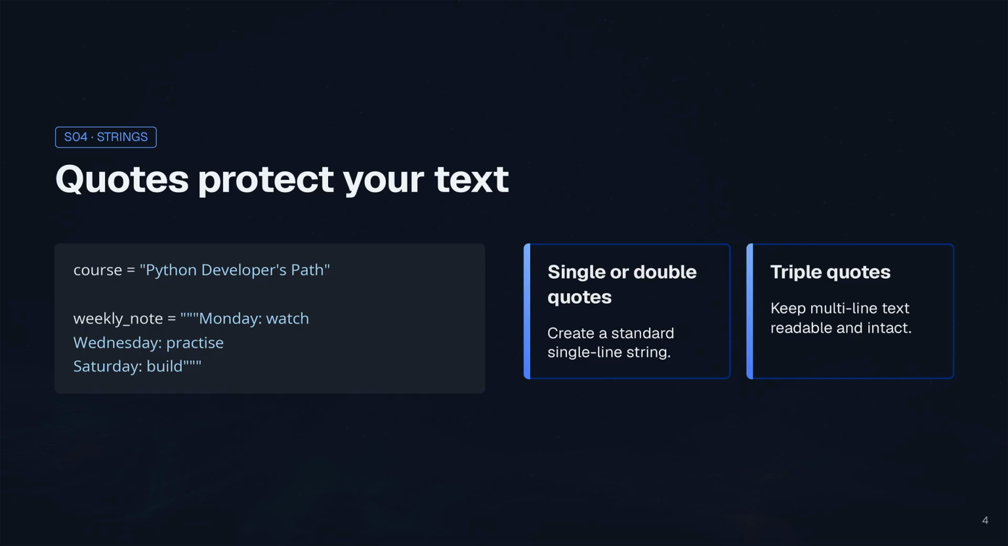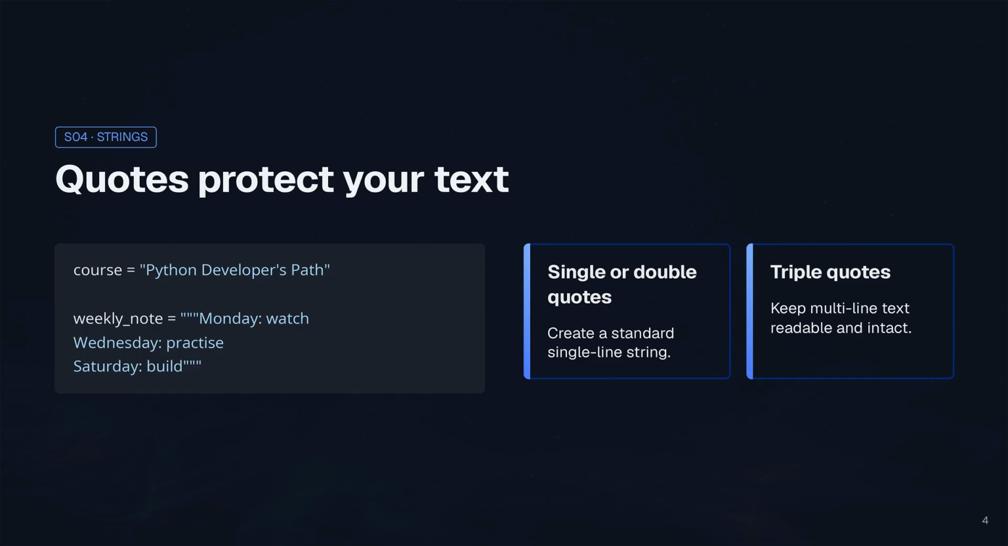Python accepts both single and double quotes, but the choice matters when the text contains an apostrophe. Here, double quotes safely surround Python developers' path without ending the string earlier. For text that naturally spans several lines, like a weekly note, triple quotes keep the format readable. Quotes are not decoration. They are the boundaries that tell Python exactly where the text begins and ends.